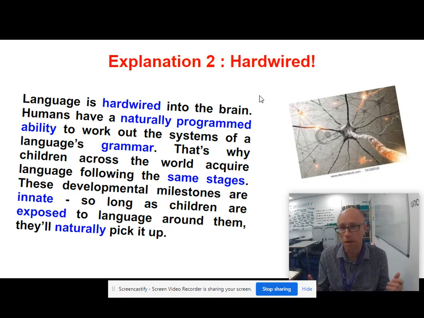So it doesn't matter if you're speaking Hungarian or Mandarin Chinese or English, you're likely to be going through the same stages at roughly the same rate. So language is hardwired into the brain, and these developmental milestones are innate. So long as a child is in normal conditions exposed to language around them, they will naturally pick it up.